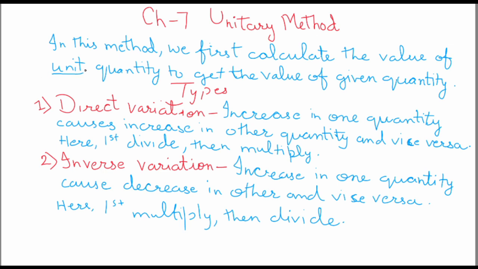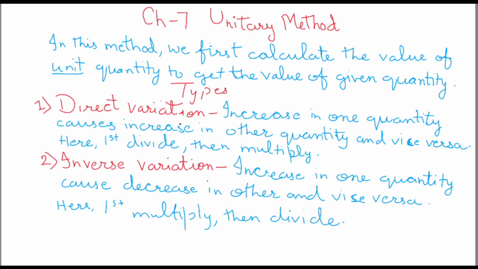What do you mean by unit quantity? It means a single quantity. So we will find the value of the unit quantity to get the value of the given quantity. Then we will find what we want to get. For finding the real answer, first we will find out the unit quantity. There are two types in this. One is called direct variation and the other is called inverse variation.